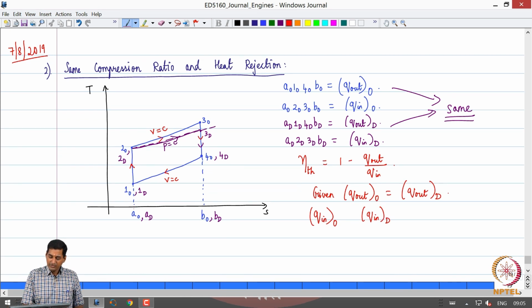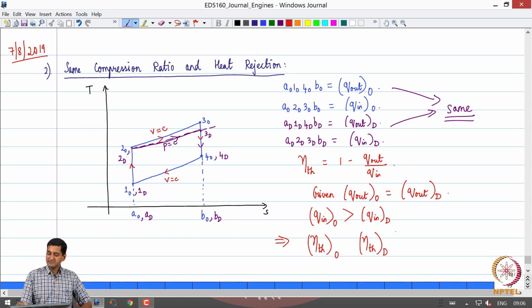So, please note Q in the Otto cycle is A O, 2 O, 3 O, B O. Q in the diesel cycle is A D, 2 D, 3 D, B D. Which is bigger? Otto cycle, right. So, then what can I say about the thermal efficiencies?